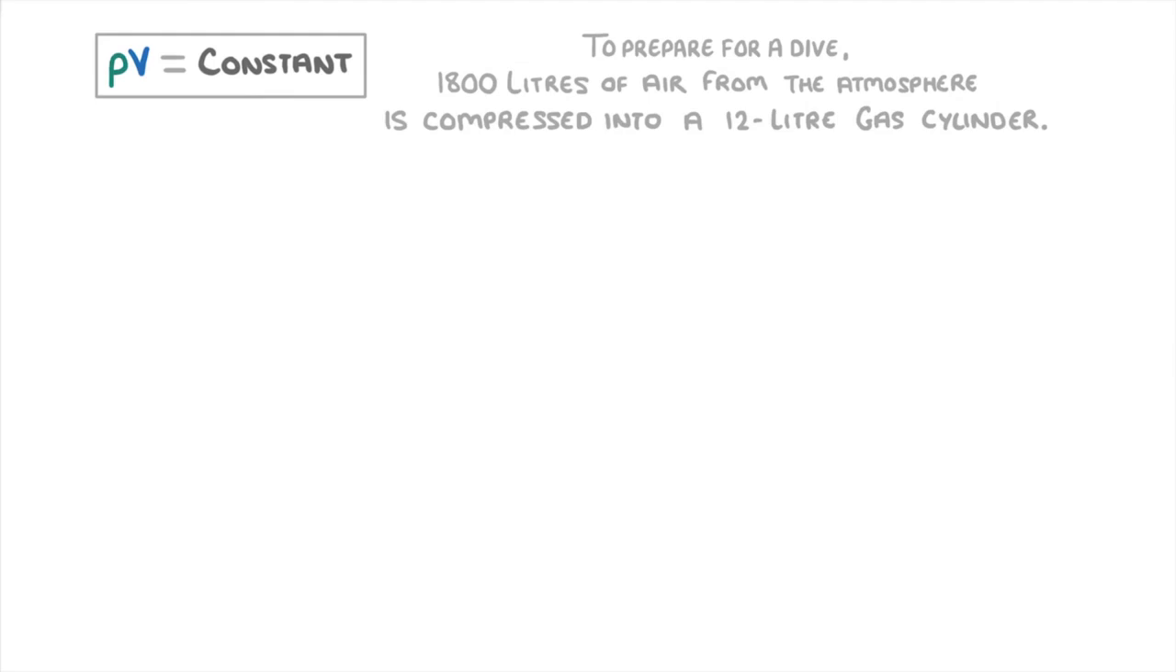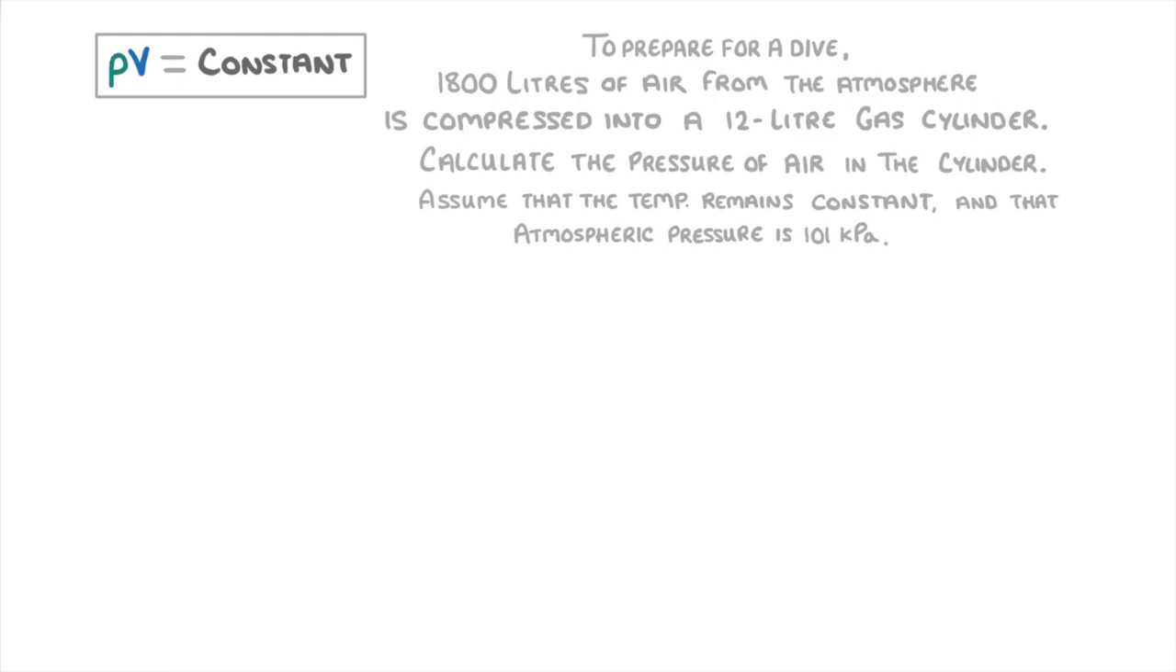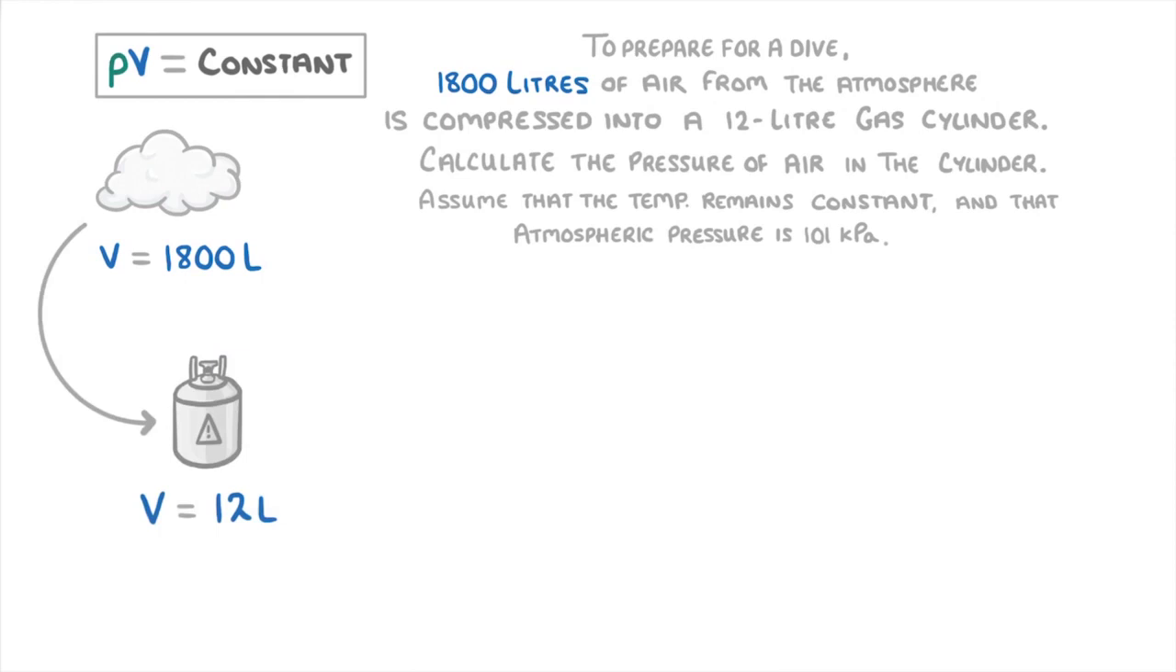Let's try one more. To prepare for a dive, 1800 litres of air from the atmosphere is compressed into a 12-litre gas cylinder. Calculate the pressure of the air in the cylinder. Assume that the temperature remains constant, and that atmospheric pressure is 101 kilopascals. In this question, it's a bit more difficult to see which values we're meant to use where. We're basically taking a volume of 1800 litres of atmospheric air and compressing it into the much smaller volume of 12 litres at an unknown pressure.